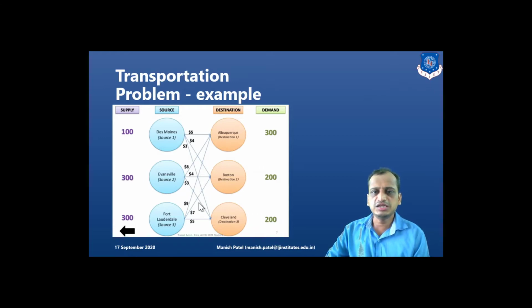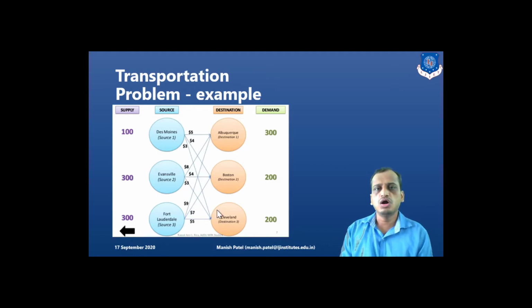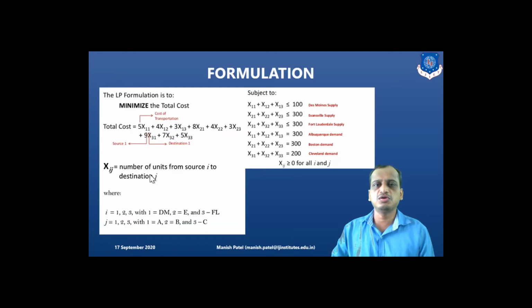For each and every destination from the sources, there are possible costs available here. Now the company wants to know how to minimize the cost if they want to deliver these packages, the desks, from the sources to the destinations. This is a typical transportation problem.